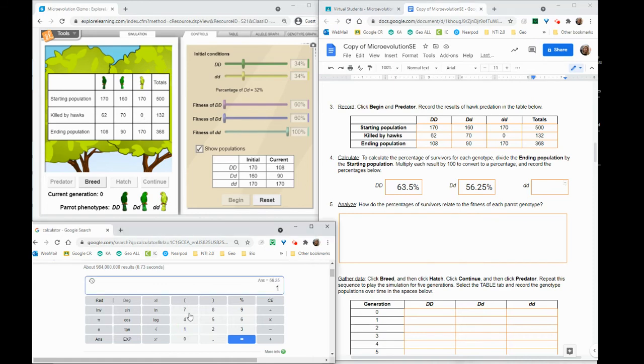So I had 170 survive. I started out with 170 little d, and then multiply that by 100, and I get 100% survival rate for my little d phenotype.